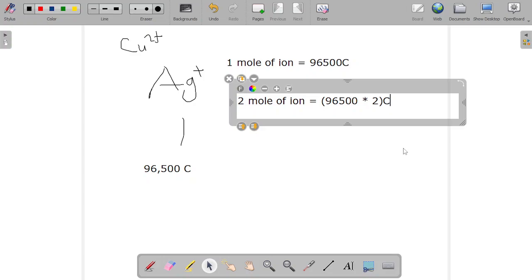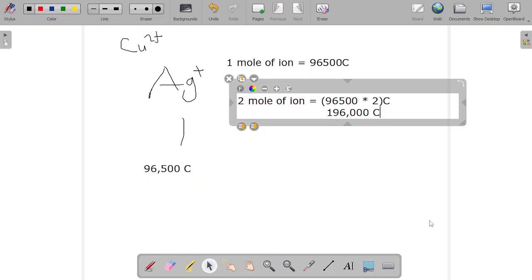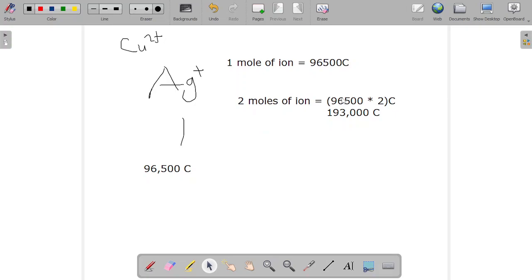96,500 times 2 is definitely, oh sorry, 193,000 coulombs. You can punch your calculator. So 2 moles of ion is definitely going to liberate 96,500 times 2 coulombs. So we should note that.